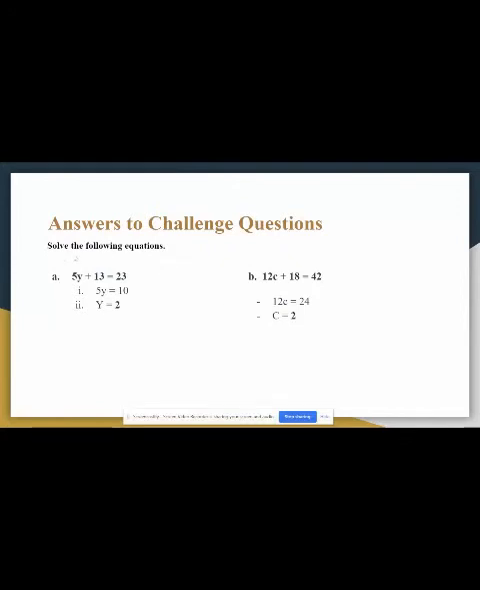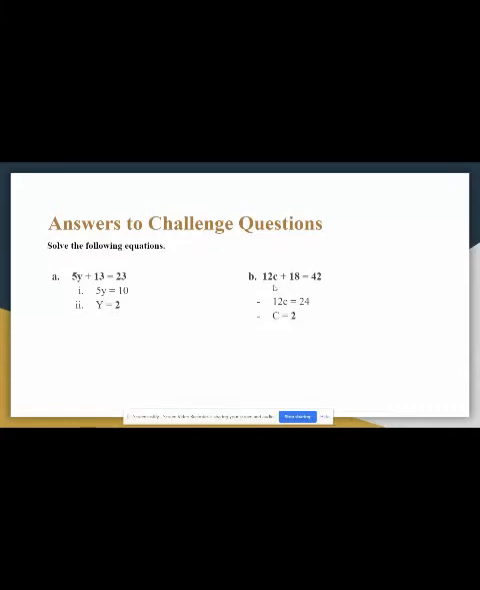Here we're being asked to solve the following equations. 5y plus 13 is equal to 23. Let's get both the like terms on opposite sides of the equation. Doing so, we will subtract 13 from both sides. And we will get 5y is equal to 10. Let's divide to isolate the variable, and we get y is equal to 2.